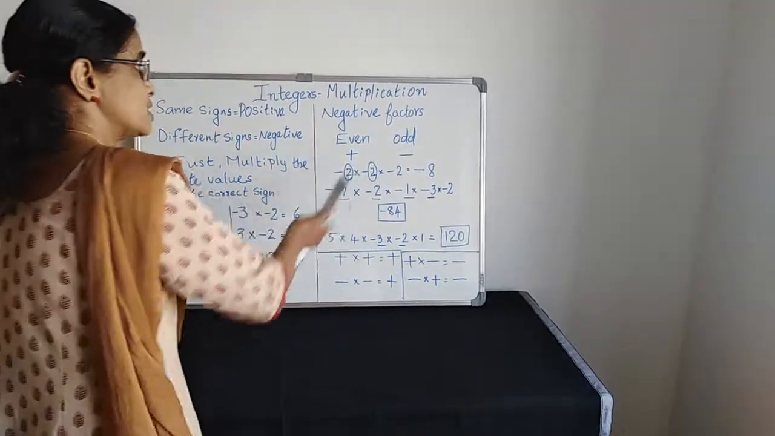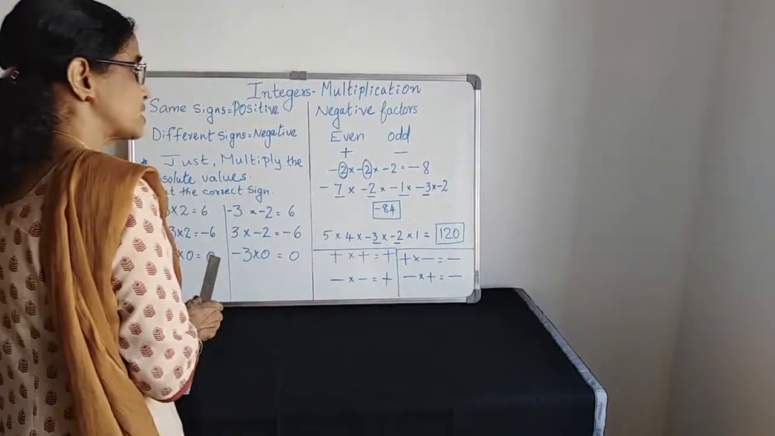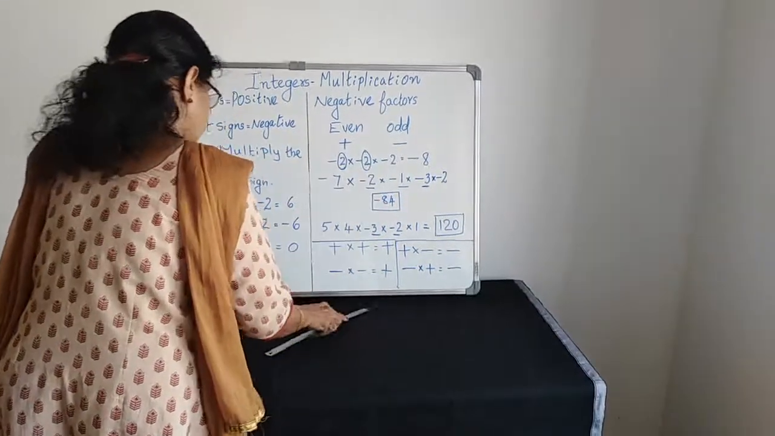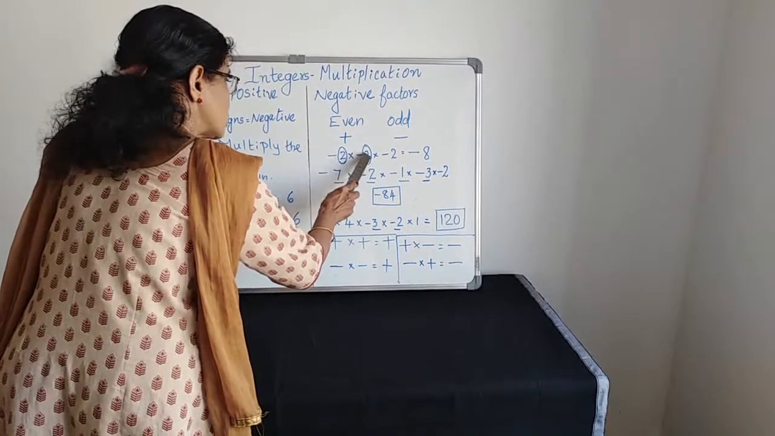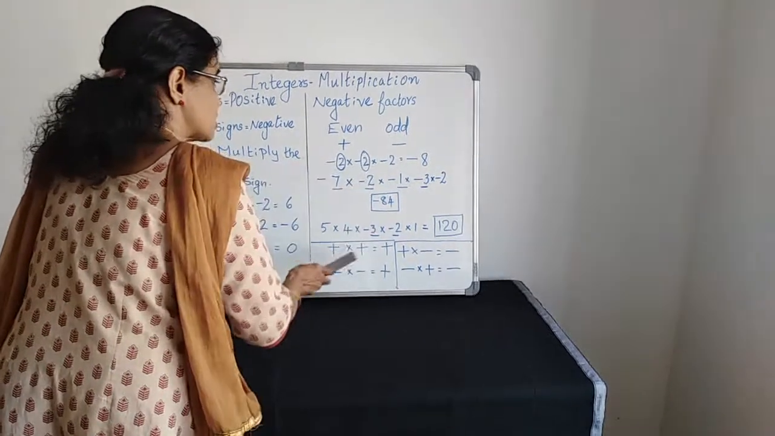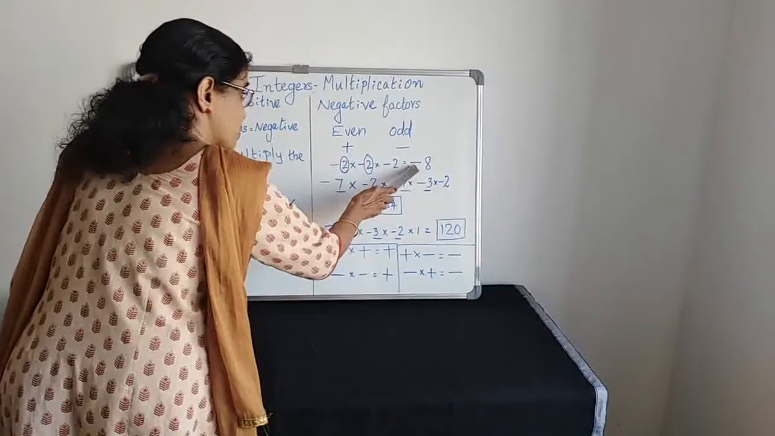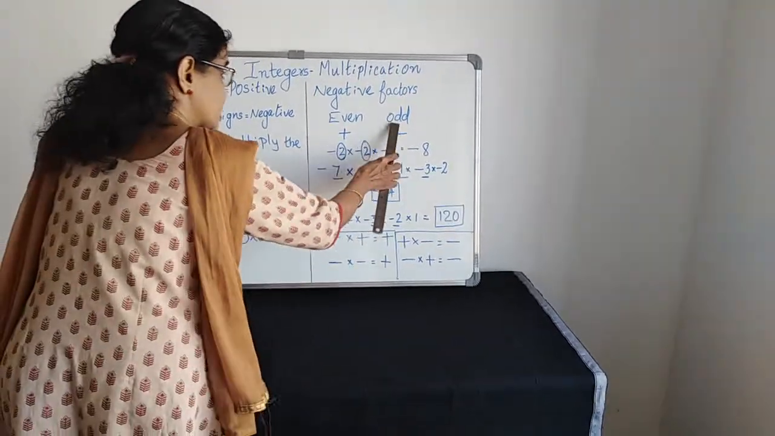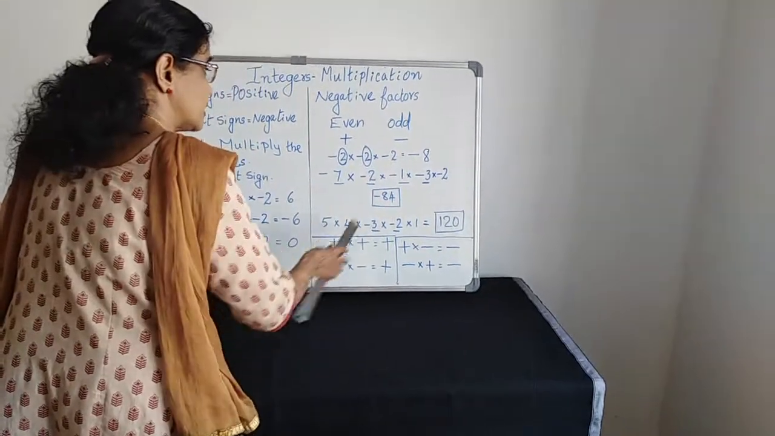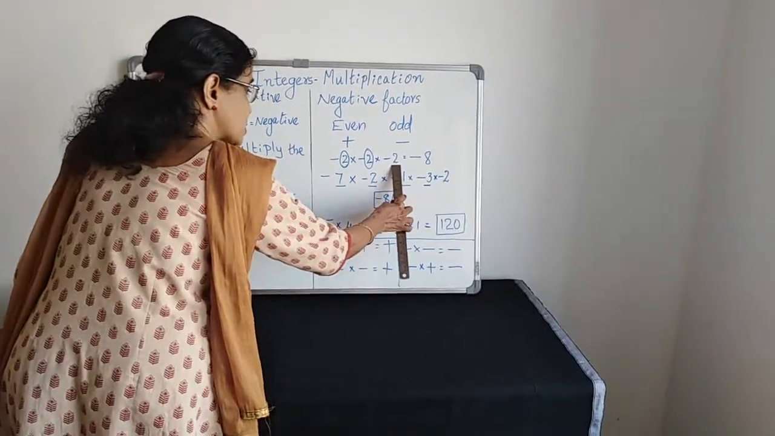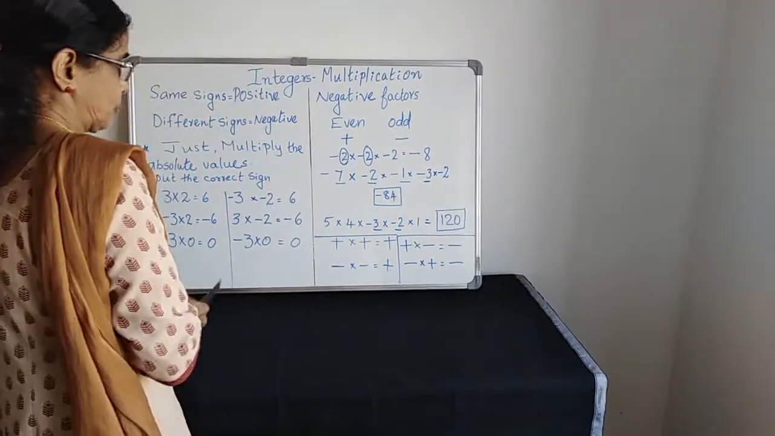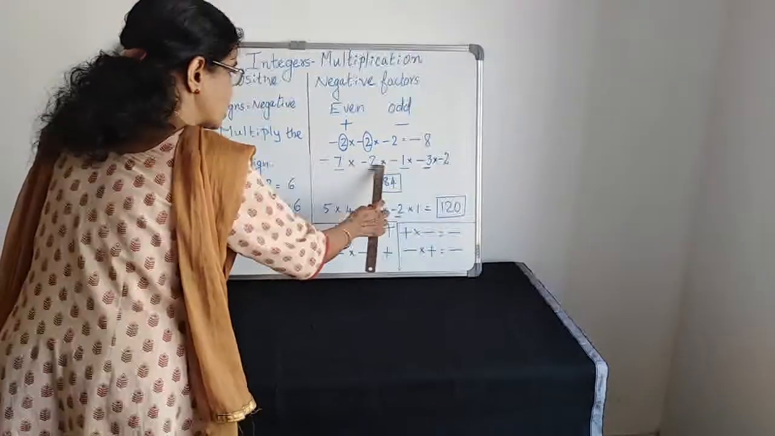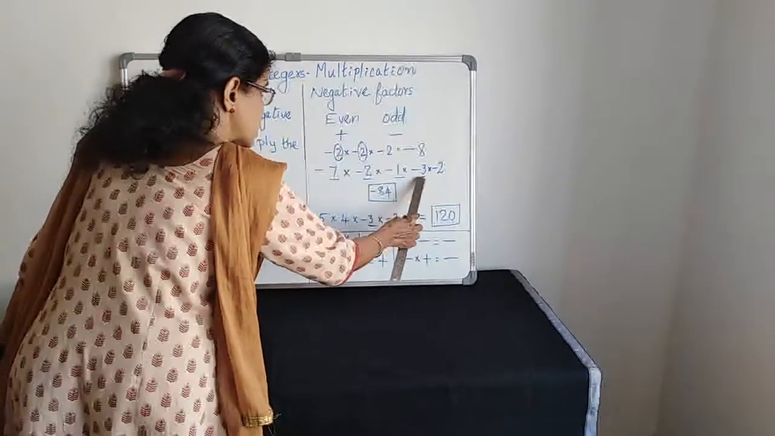And again, this rule says you have to count how many negatives there are. 1, 2 and again 3. So there are 3 negative numbers. 3 is an odd number, so the result is negative. When there is an odd number of negative numbers, the last negative number is not paired. Here, next question: minus 7 into minus 2 into minus 1 into minus 3 into minus 2.